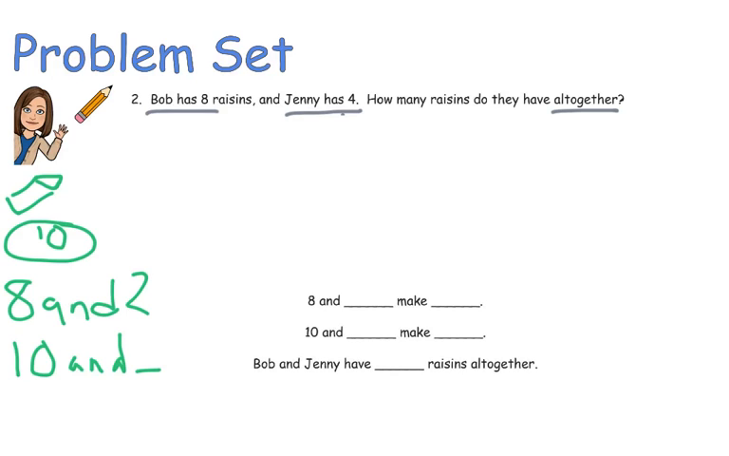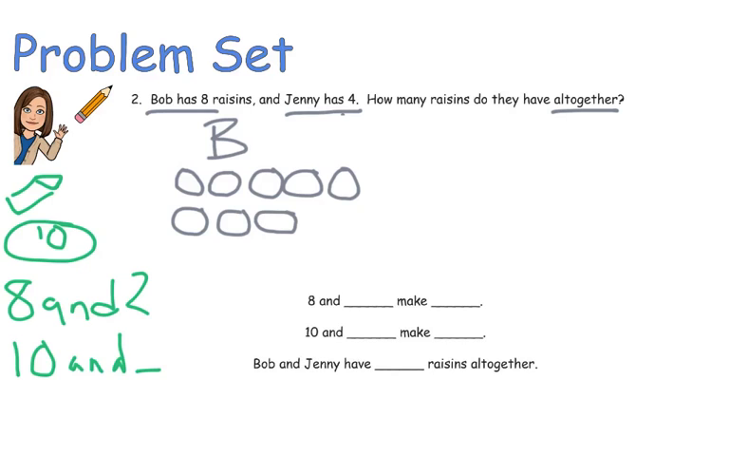So let's begin by drawing our picture. So I'm going to put a B here for Bob, and he has 8 raisins. So I'm going to draw 8 circles. 1, 2, 3, 4, 5, 6, 7, 8. Go ahead and draw your picture. And then we're going to do Jenny. So Jenny has 4. 1, 2, 3, 4. Again, if you need more time, you can always pause the video at any point to finish drawing your picture or anything.